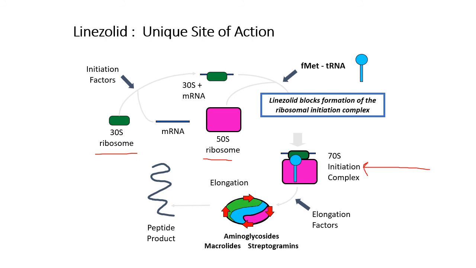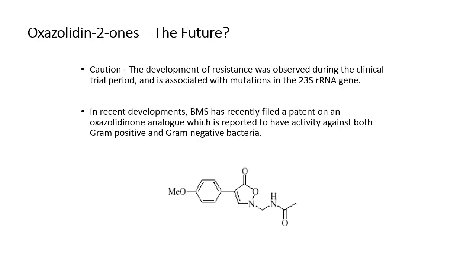What happens with linezolid and this whole class of antibiotics is they block this coming together. So this doesn't happen and the two components can't come together. This suggests the initiation complex is blocked and therefore the ribosome cannot synthesize proteins. As ever, resistance has already been observed due to mutations in one of the ribosomal RNA genes, which presumably affects the ability of the oxazolidinones to bind.